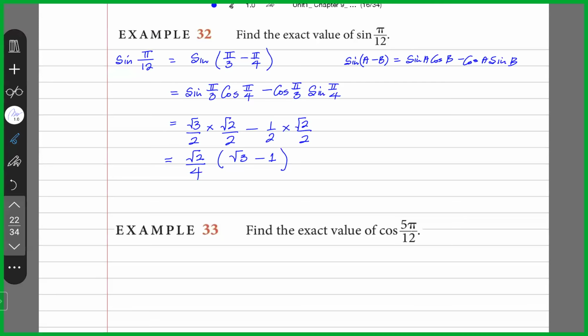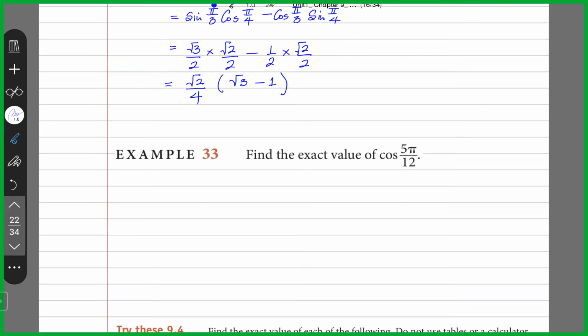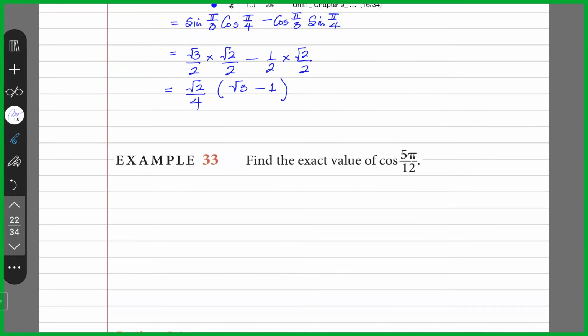All right, so example 33. Example 33 is asking us to find the exact value of the cosine of 5 pi by 12. 5 pi by 12 would be 75 degrees. So the special angles that we could use to get 75 degrees are 30 and 45. 30 plus 45 would give you 75 degrees.